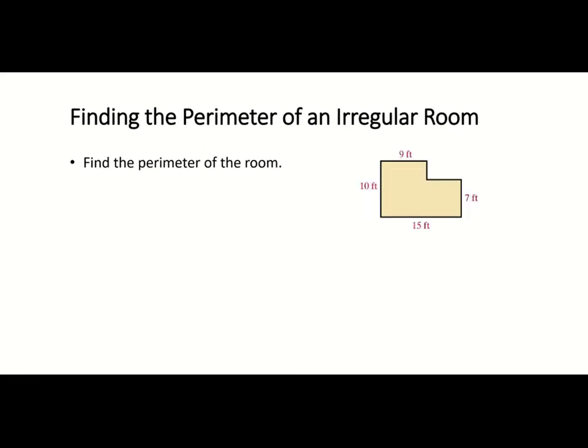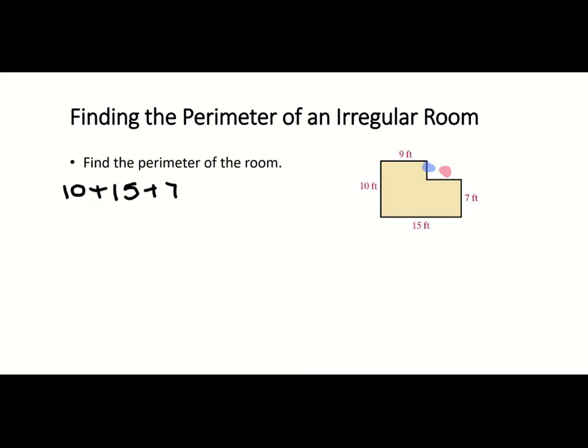All right, so here we have to find the perimeter of the irregular room. And just a reminder, for perimeter, we add up all the sides together. So right now I can start adding my sides together. I know I have 10 feet plus 15 plus 7, but then I'm missing a spot. I am missing the length of this segment here and this segment here. And this is where we can use our properties of quadrilaterals to help us out.